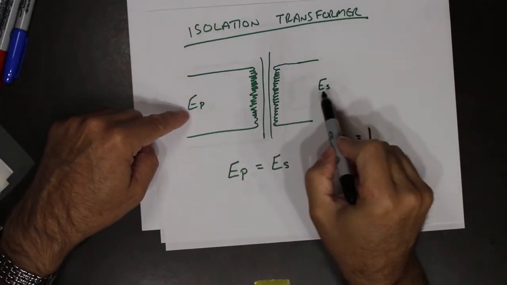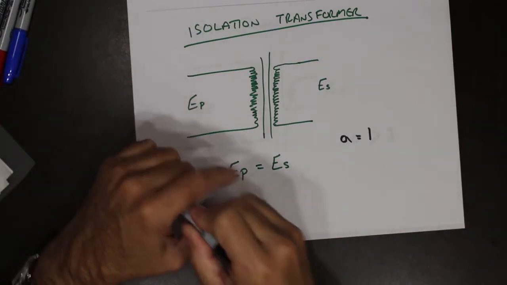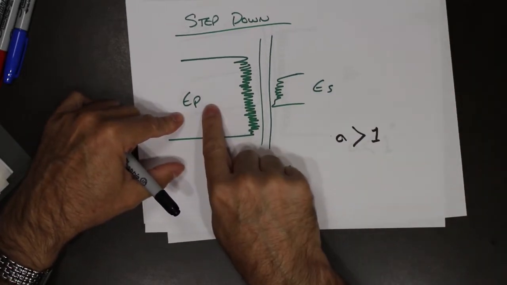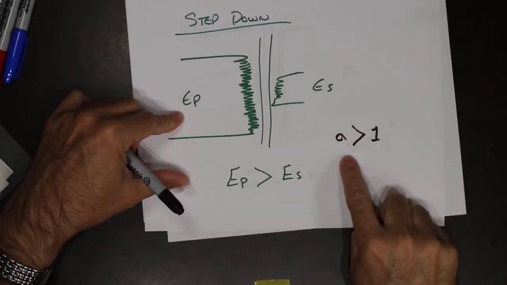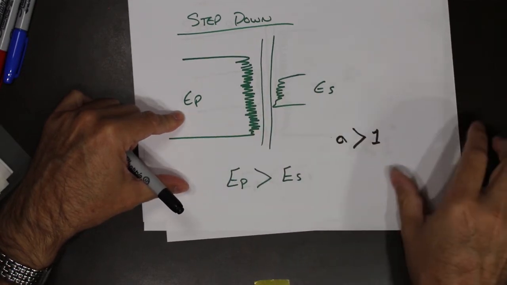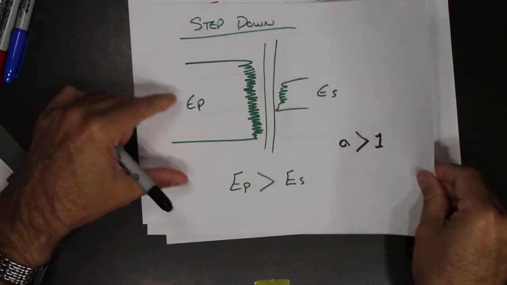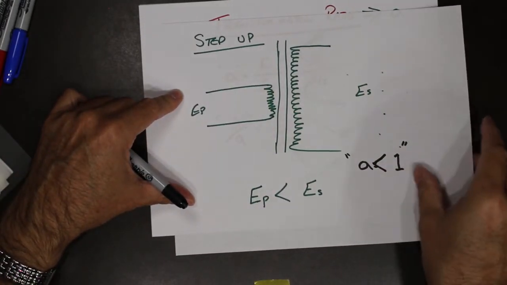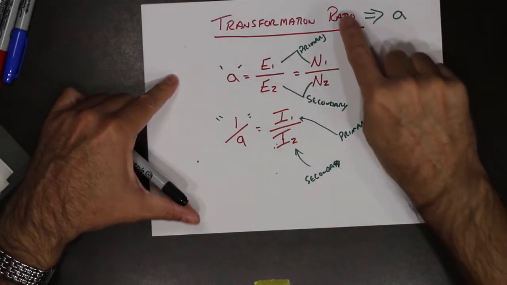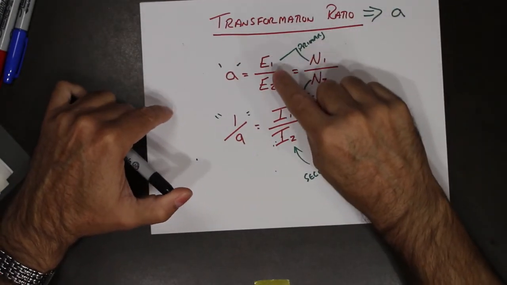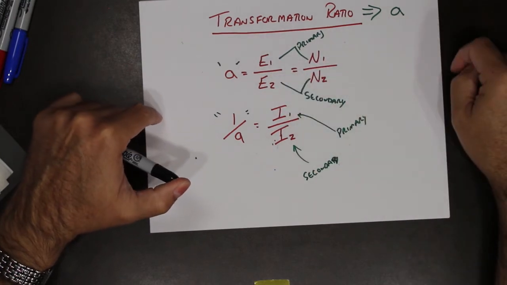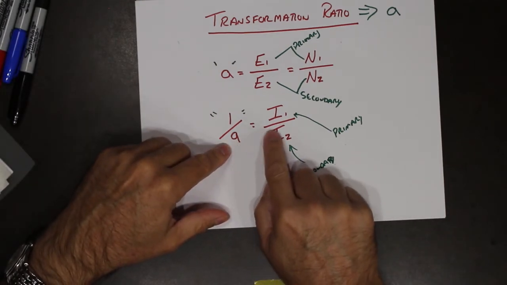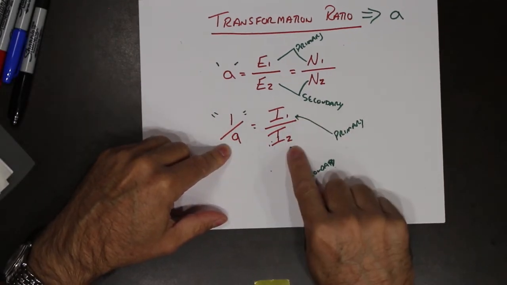In an isolation transformer, A is equal to 1. So in this case, both the voltages are the same. Both the turns are the same. In this case, more turns here, primary to secondary relationship. So more turns here, less turns there. A is going to be greater than 1. Here, less turns, more turns. It's going to be less than 1. So the transformation ratio is the relationship, primary to secondary. It can also be looked at as 1 over A based on the currents.